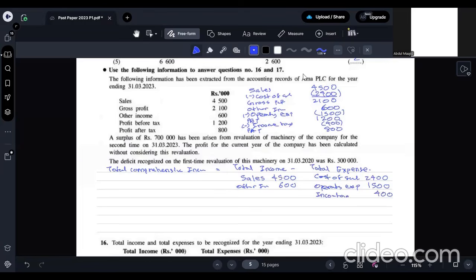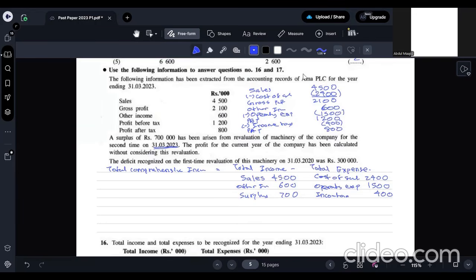400. Then a surplus of 700,000 has arisen from revaluation of machinery of the company for the second time on 31st March 2023. So during this year, we have got a revaluation surplus. So that is an income surplus 700. Okay.